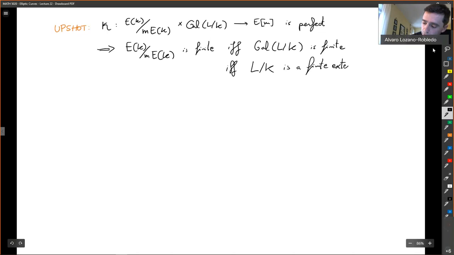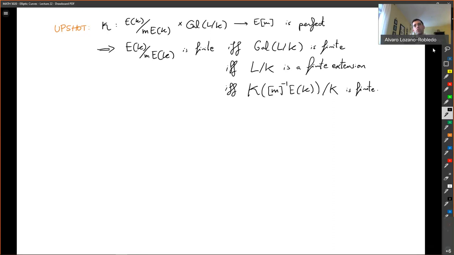If and only if, remember that L was K adjoined all the pre-images of points over K, if this is finite. Okay, so we've reduced the problem of proving the weak Mordell-Weil theorem to proving that some algebraic extension is finite.